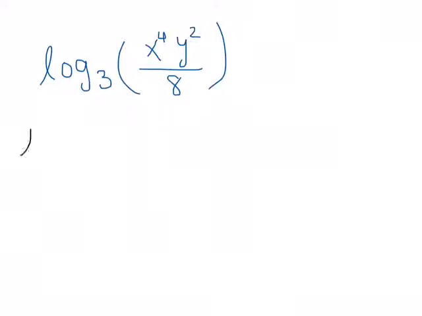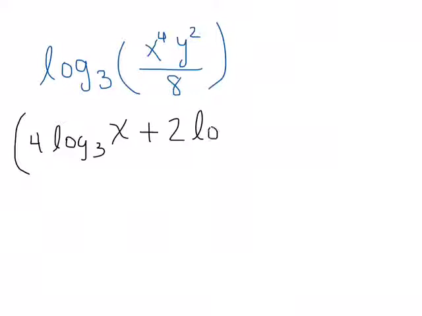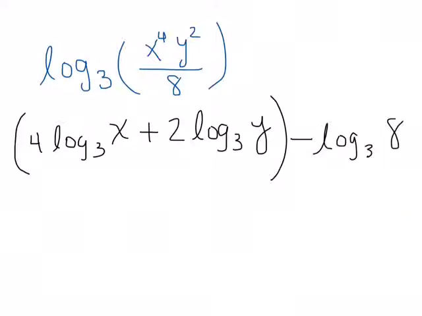So we're going to have log, and I'm going to put this top part in parentheses, okay? Actually, let me just start over real quick because I just forgot we had an exponent. So it's going to be 4 log base 3 of x plus 2 log base 3 of y, and I'm going to close, and then minus, okay, because we're dividing, log base 3 of 8. So it's going to look something like that.